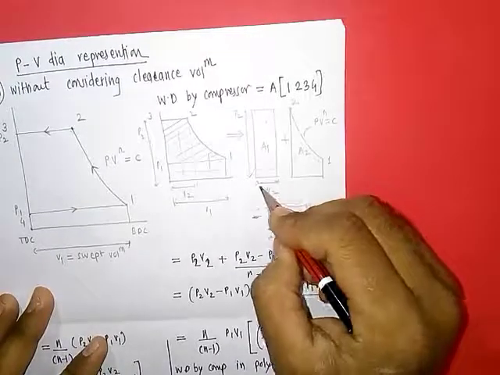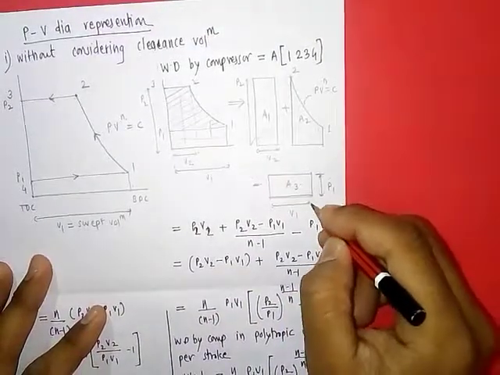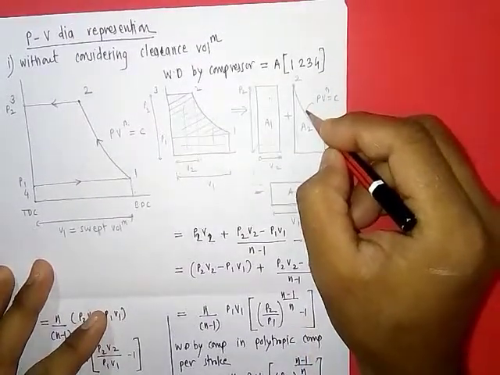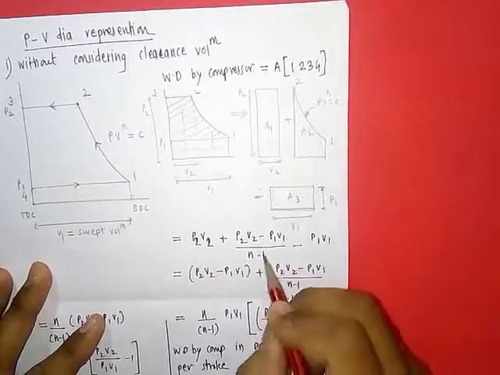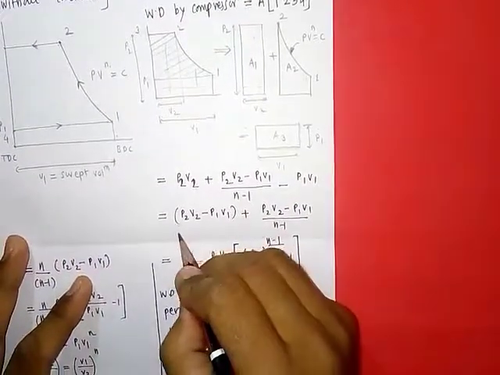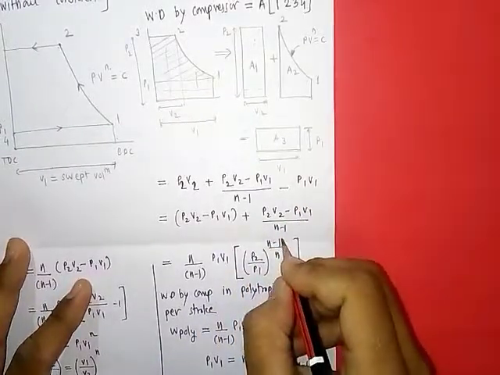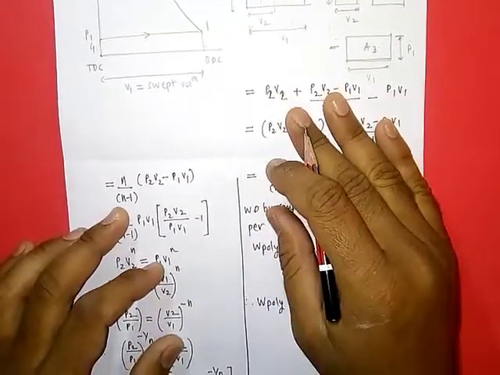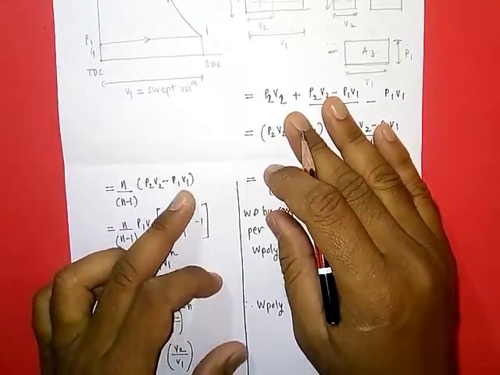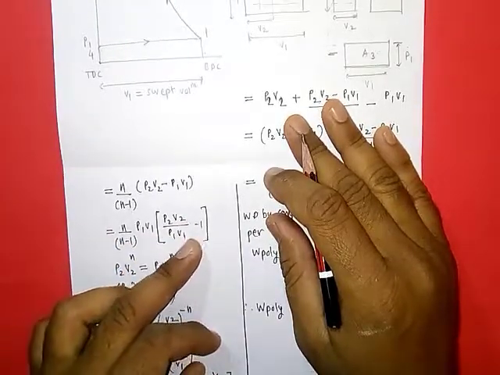Here the height is P2 and the volume is V2, so this area will be P2 V2. Here P1 is the height and V1 is the volume or length, so this area will be P1 V1. For the polytropic process, we know the work done is given by (P2 V2 minus P1 V1) upon (n minus 1). So at the same term we will get P2 V2 minus P1 V1 plus (P2 V2 minus P1 V1) upon (n minus 1). Then by arranging terms we get n upon (n minus 1) times (P2 V2 minus P1 V1). Now take P1 V1 common outside, and we get the equation P1 V1 times (P2 V2 upon P1 V1 minus 1).